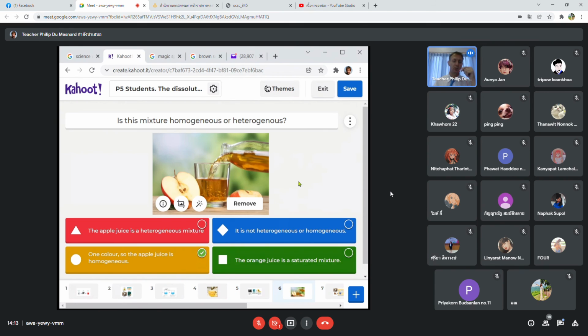Okay, then this one, so we have juice. Is it homogeneous or heterogeneous?